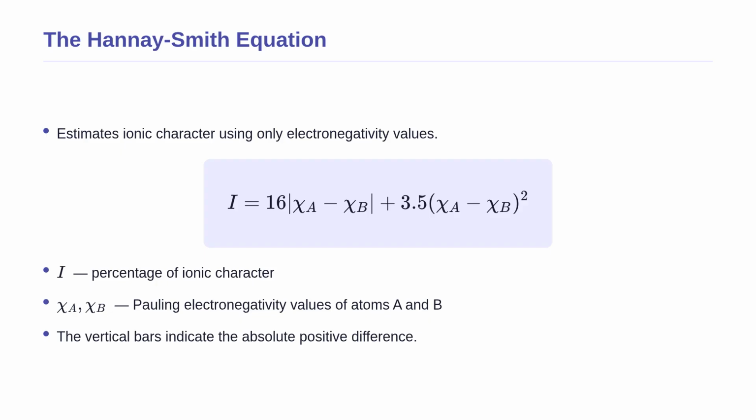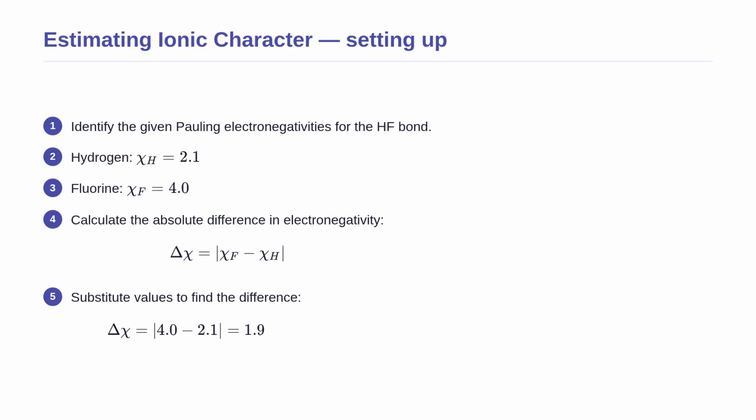Mathematically, this shows that the ionic character scales with both the linear difference and the square of the difference in electronegativity. As the gap in electronegativity grows, the percentage of ionic character increases very rapidly due to that squared term. Now that we have this new formula, let us apply it to a second example.